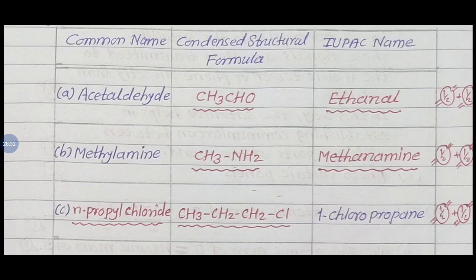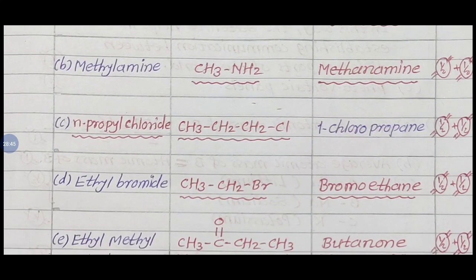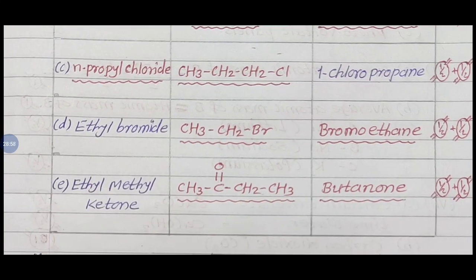Third one, IUPAC name is given, 1-chloropropane. So its condensed structural formula is CH3CH2CH2Cl and its common name is n-propyl chloride. Fourth one, ethyl bromide, CH3CH2Br. This is the condensed formula and the IUPAC name is bromoethane. And ethyl methyl ketone, its condensed structural formula is CH3COCH2CH3 and its IUPAC name is butanone. 4 carbons are there.